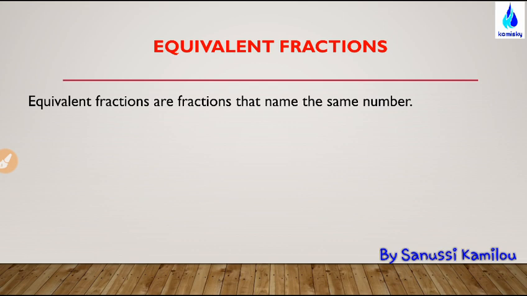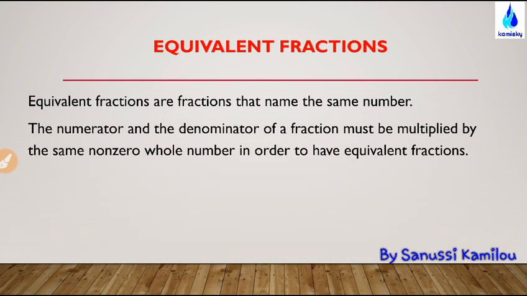Equivalent fractions are fractions that name the same number. It's the same as what we said earlier. We are just saying that equivalent fractions are equal fractions. We said they name the same number, which means they are saying the same thing. They are all the same. That's why we call them equivalent fractions. So let's look at this about equivalent fractions. The numerator and the denominator of a fraction must be multiplied by the same non-zero whole number in order to have equivalent fractions.